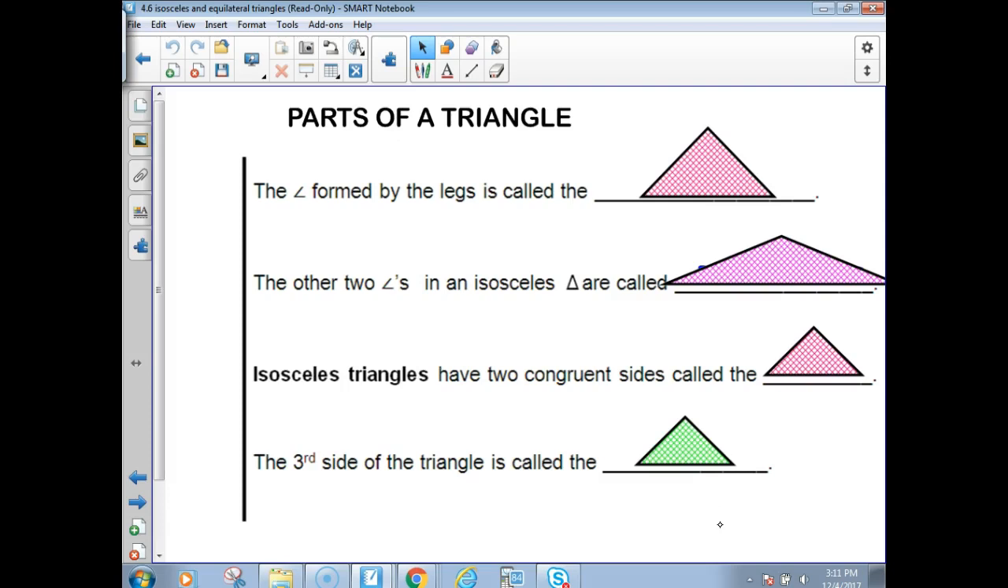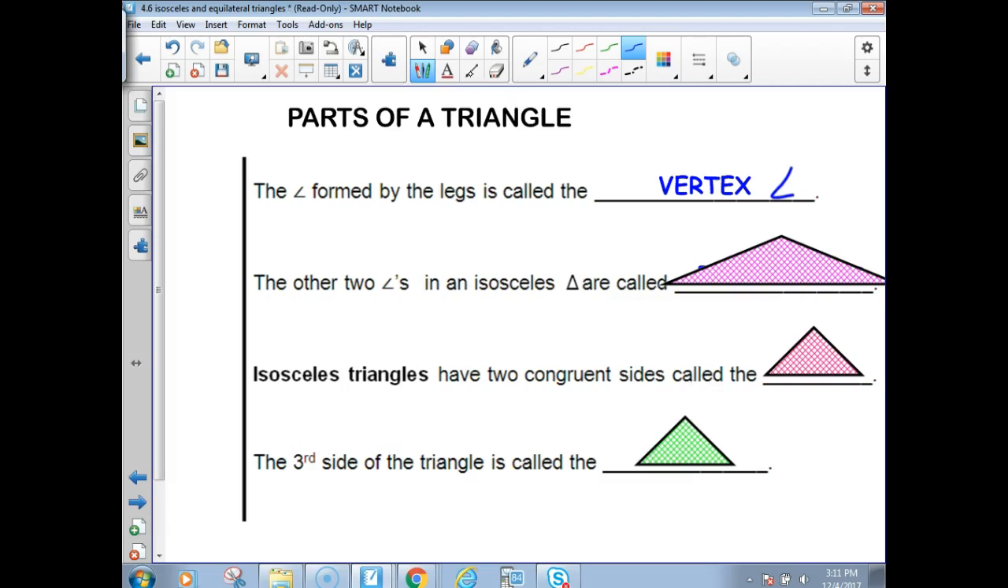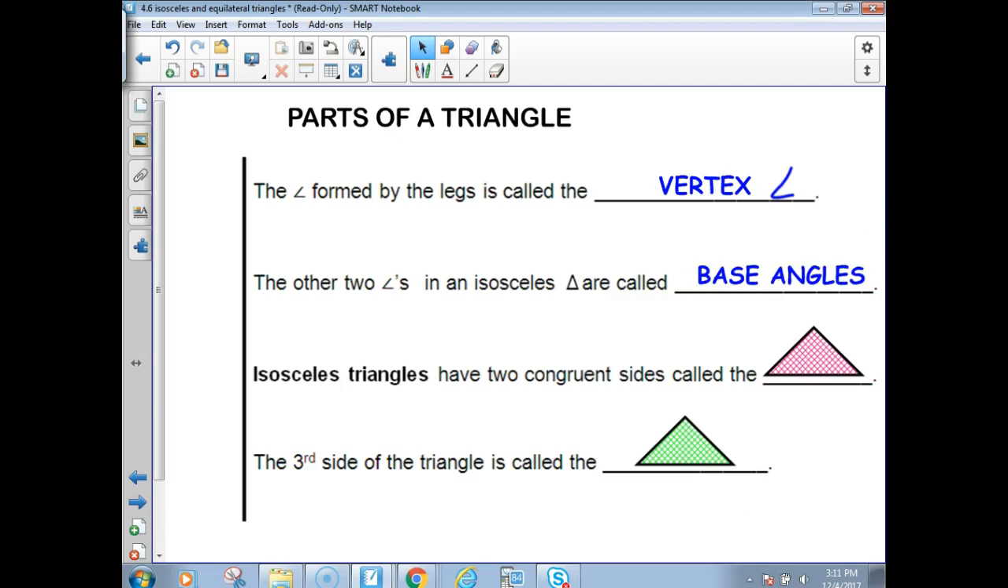All right, the angle formed by the legs is called the vertex angle. The other two angles in an isosceles triangle are called base angles. Know your vocab. It's easy vocab to remember. Isosceles triangles have two congruent sides, which are called the legs. And the third side of the triangle is called the base.